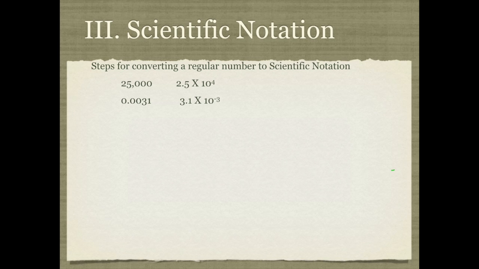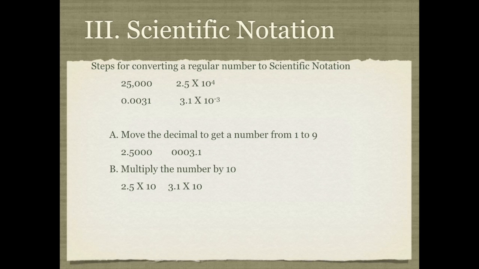As we do that, the first thing that we want to do is move the decimal place to get a number between 1 and 9. So we take 25,000. Here we would move the decimal from the understood position all the way over to there. And so that gives us this number. And we would do the same thing with the 0.0031 to get 3.1. And that's the most standard way to put a number, as a number between 1 and 9.